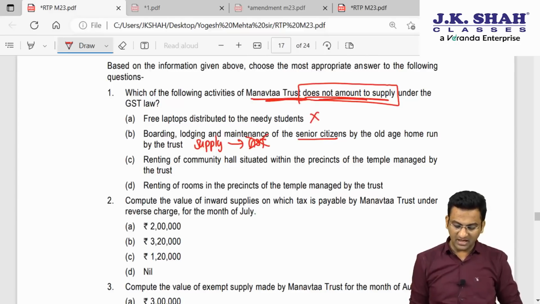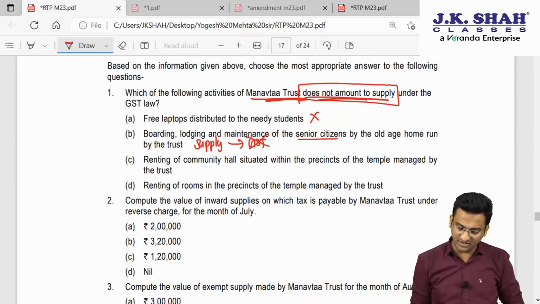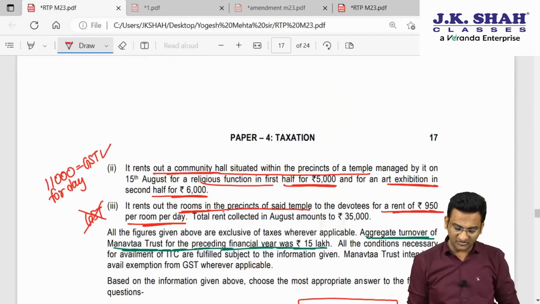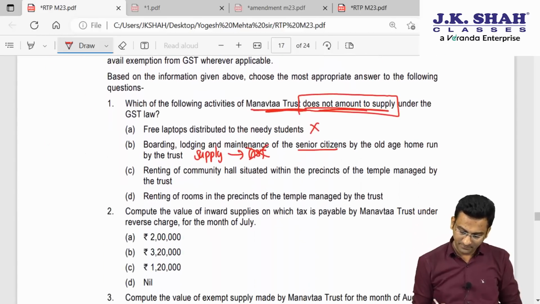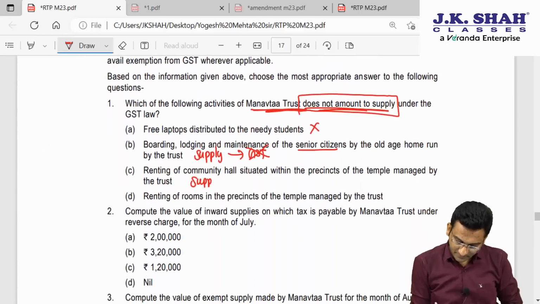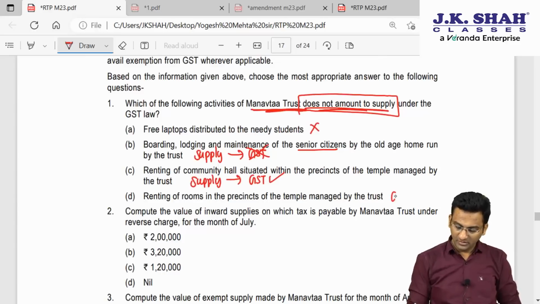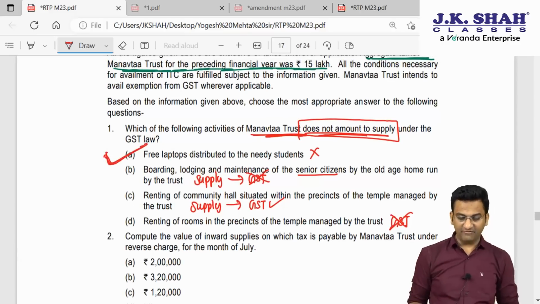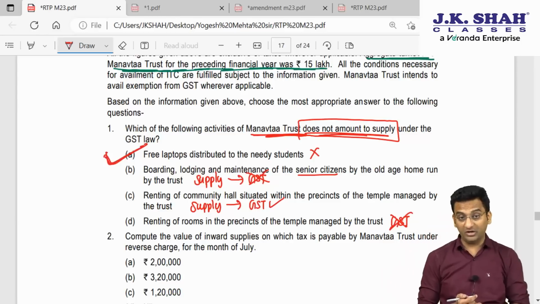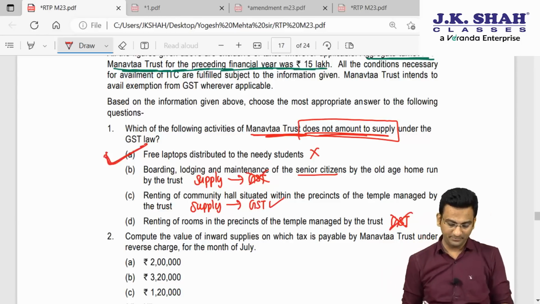Then the third, renting out of the community hall situated within the precincts of the temple managed by the trust. Again, renting of the community hall is a supply and GST is payable. And fourth, renting of the rooms by the temple managed by the trust in the precincts of the temple. Again, it is a supply and GST is exempt. So, which is the right answer? First, A, free laptops distributed to the needy students. It does not amount to supply itself.